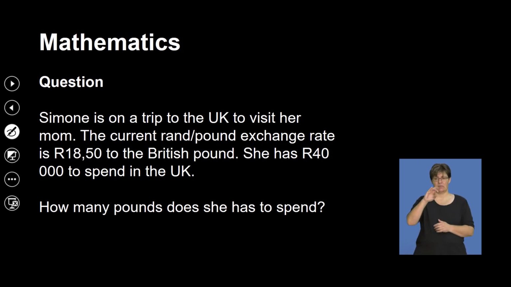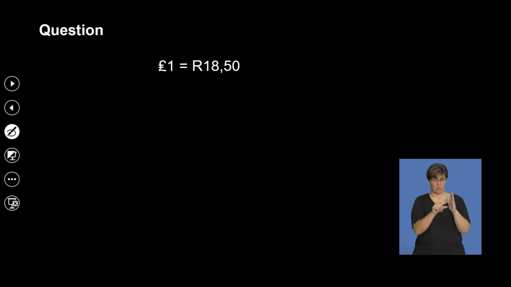Simone is on a trip to the UK to visit her mom. Now, the current rand to pound exchange rate is 18 rands and 50 cents to the British pound. She has 40,000 rands to spend in the UK. How many pounds does she then have in terms of her expenditure? I still say you start with the most basic thing, which is what we know about the key. The key, we know that 1 pound is equal to 18 rands and 50 cents.